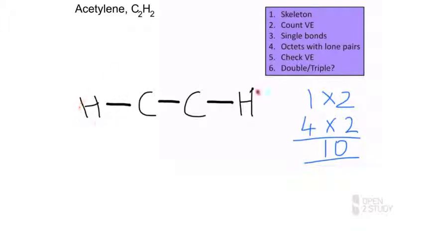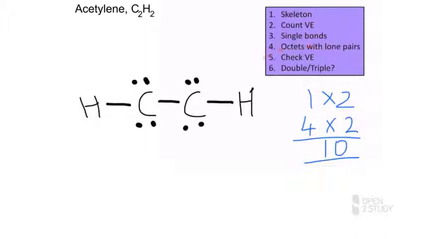After that, we make octets with lone pairs, make sure everyone can see their 8 valence electrons. Once again, don't worry about the hydrogens, they're fine. It's the 2 carbons we're worried about. So this carbon here can see 2, 4 valence electrons. This one here can also see 2, 4 valence electrons, so they each need another 4, another 2 lone pairs. There we are. Once again, everyone's got their octet, everyone looks happy.